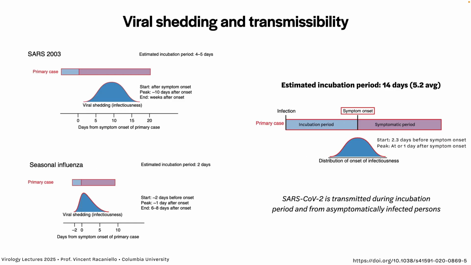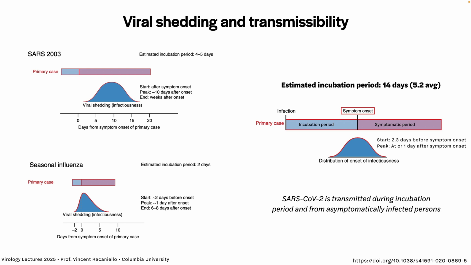Okay. Now, an important consideration, which I mentioned earlier, is whether you are shedding during the incubation period. And this differs for different viruses. So we have 3 viruses here to illustrate this. And the incubation period is in blue. So there it is for SARS-CoV-2. And here it is for SARS, the original SARS, and influenza.